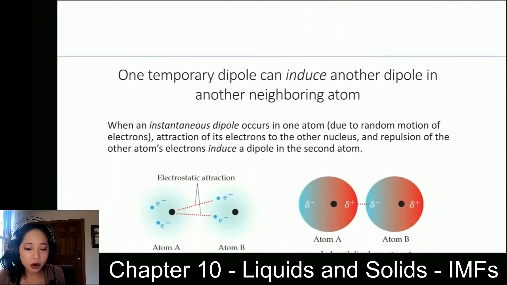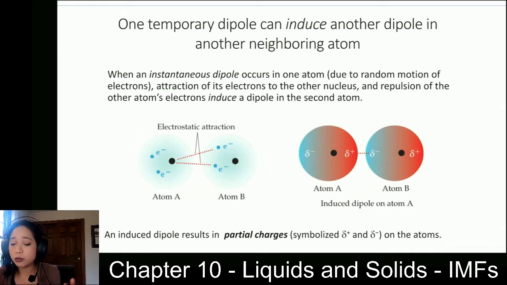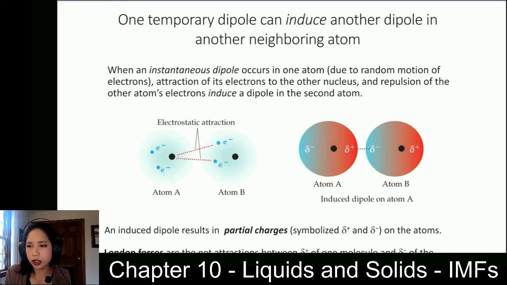Temporary dipoles are a consequence of electrons moving around and having partial positive and negative ends of the atom in split seconds of time. A temporary dipole can also be called an instantaneous dipole because it only exists for a split second, and it can go away after some amount of time. And this slide just describes what I talked about before.